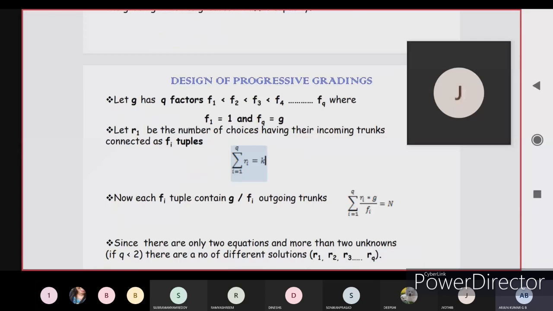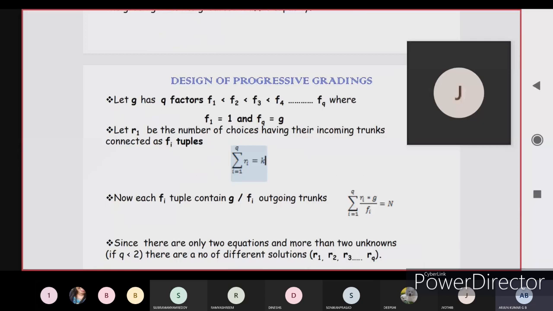We'll get the solution also. Suppose there are two unknowns, if you get them, don't worry about it. We solve the one problem and we'll get to know each and everything, how to calculate the grading one. Okay, we do the problem, no issues. Since there are only two equations and more than two unknowns, two equations means we'll get values for two unknowns. If Q is less than 2, there are a number of different solutions.